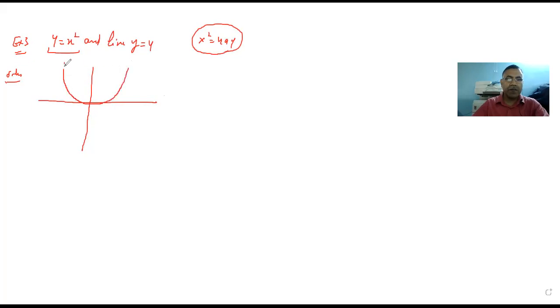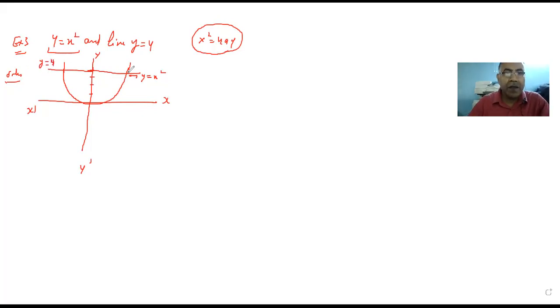ये मेरा ग्राफ आता है जब मैं ये पैराबोला को ड्रॉ करता हूँ. ये मेरा x-axis है, ये मेरा y-axis है. Now line is y is equal to 4. So let it be 1, let it be 2, let it be 3, let it be 4. थोड़ा सा और कर लें. So y is equal to 4 is the line.